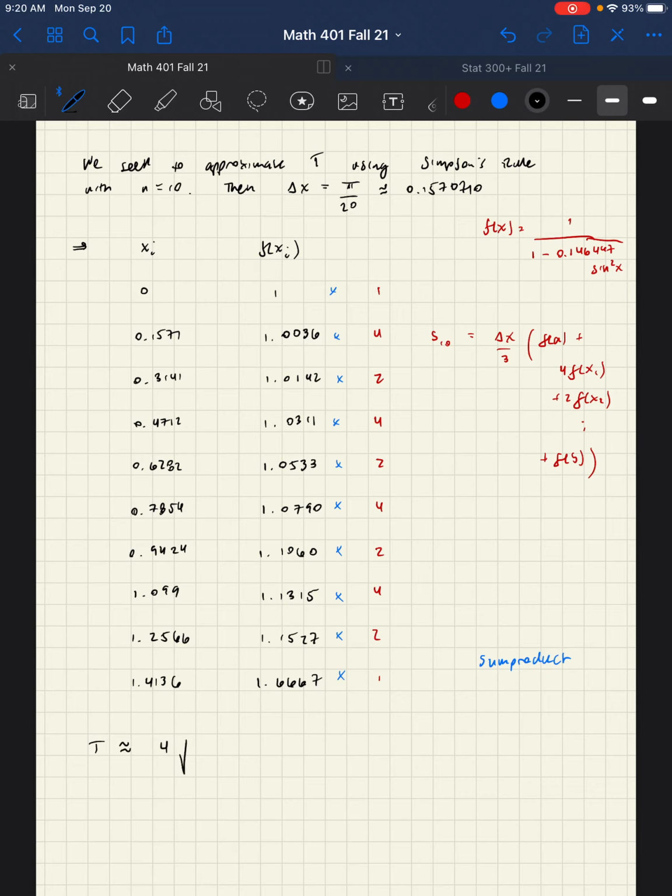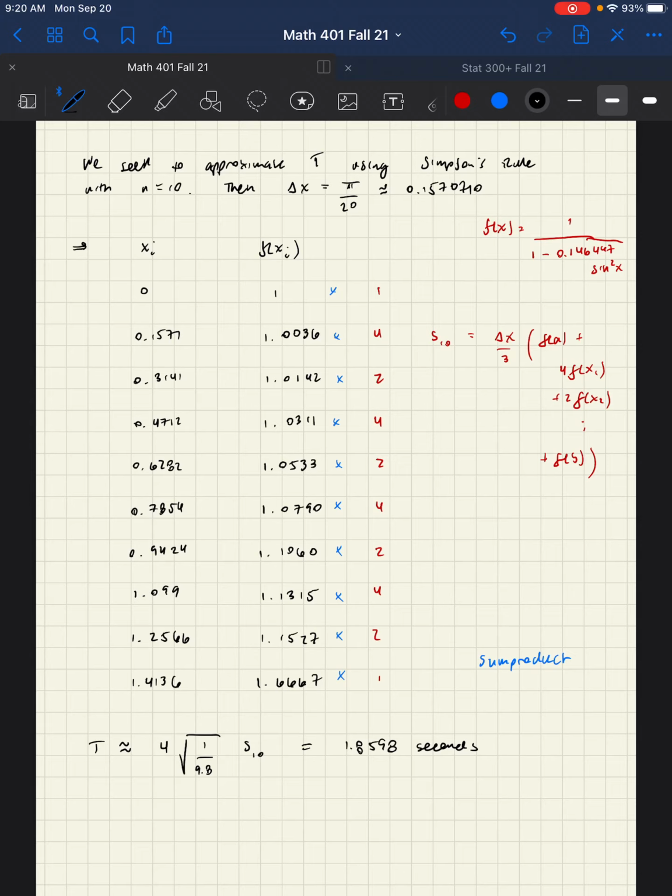Okay, all said and done, I'm going to skip the painful work here. Our actual approximation is going to be 4 times the square root of 1 over 9.8. And this should give us the proper units of seconds. Times S sub 10, which is what we should get after calculating all this, right? So delta x being 0.1570710 divided by 3 times all this calculation that we do using SUMPRODUCT. And that we estimate is approximately 1.8598 seconds. And that's it.